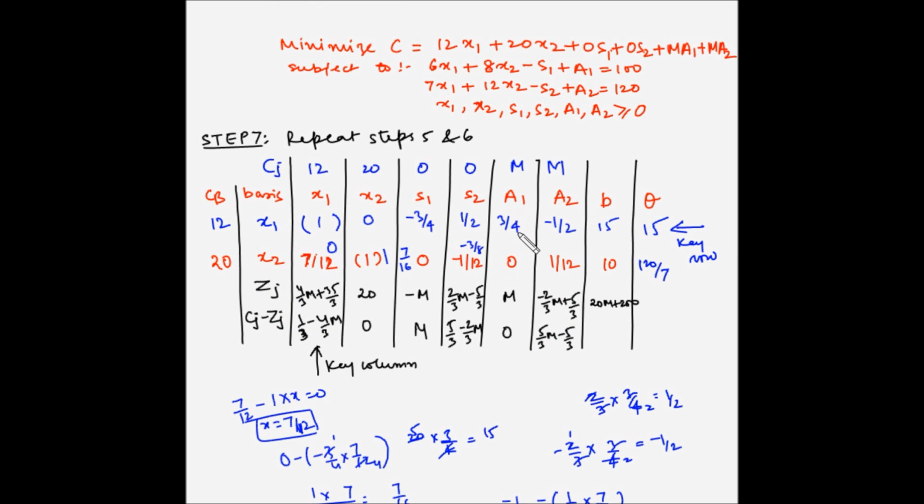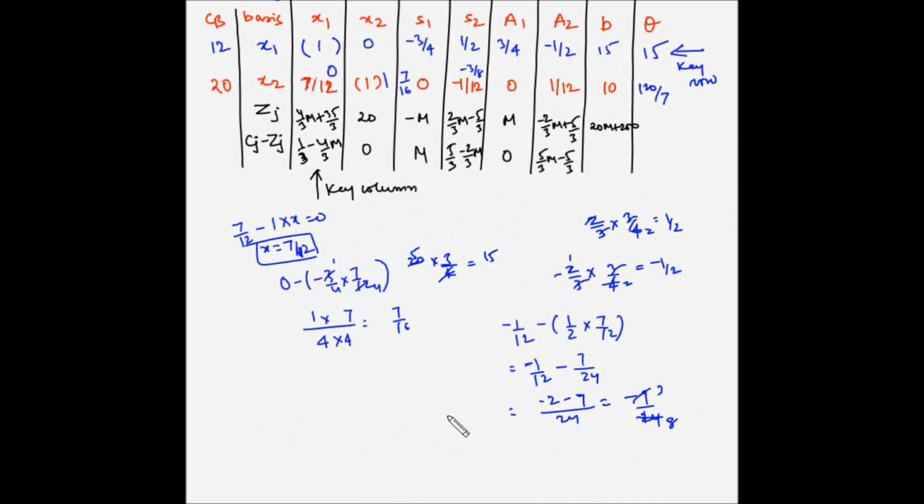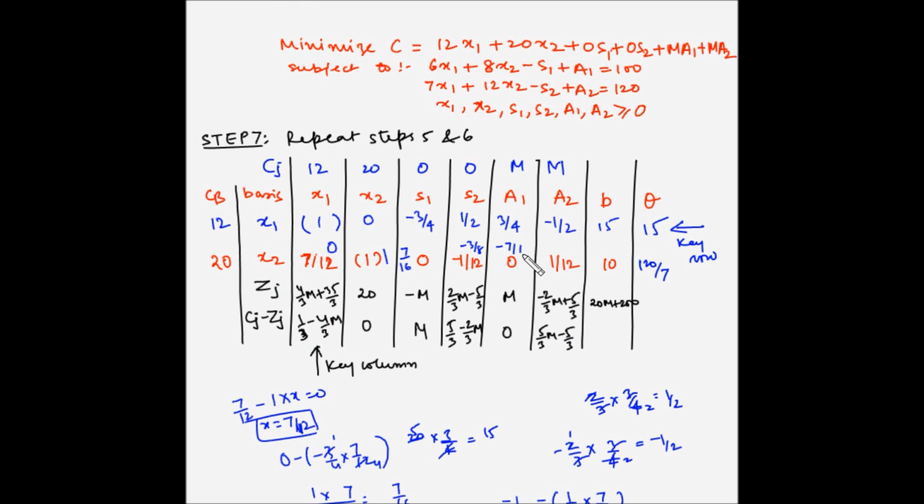For A1, 0 minus 3 by 4 into 7 by 12. 3 4s are 12. So minus 7 by 16, sorry. So this is minus 7 by 16.